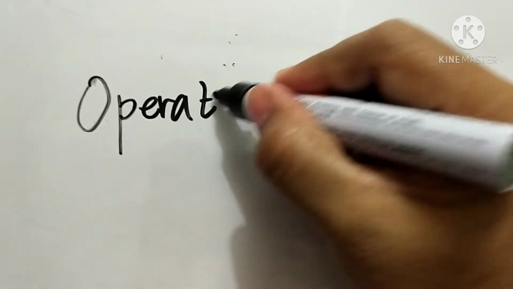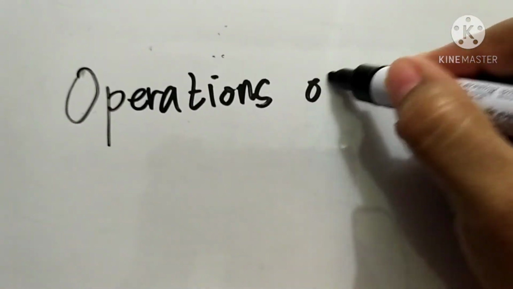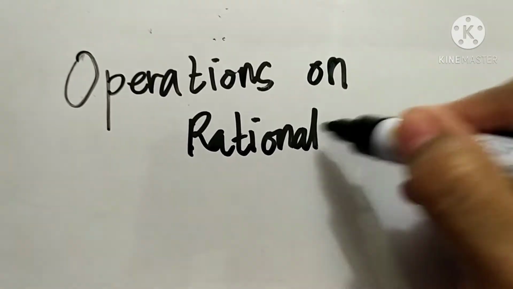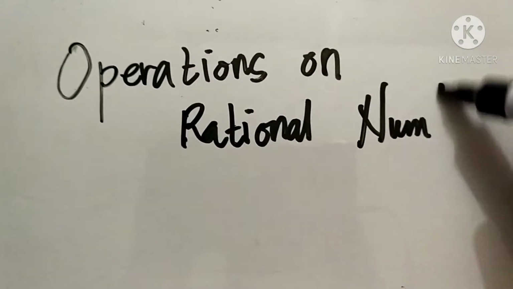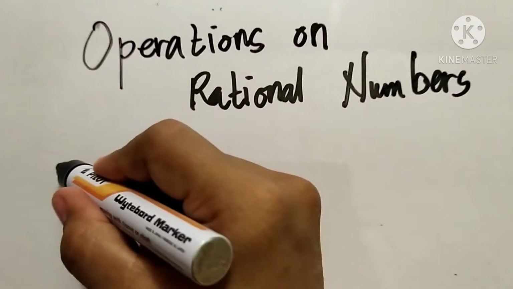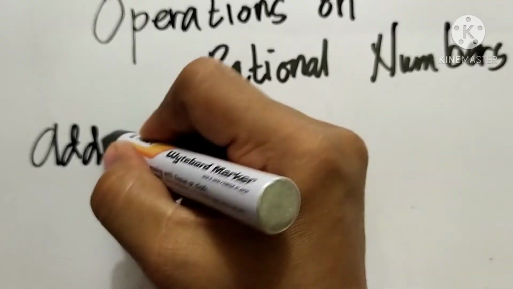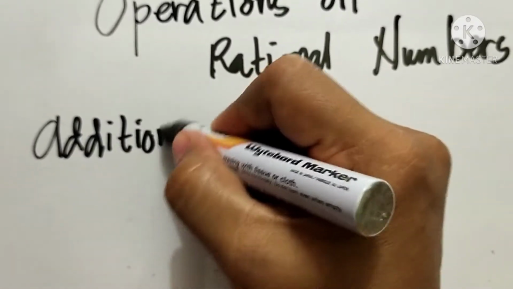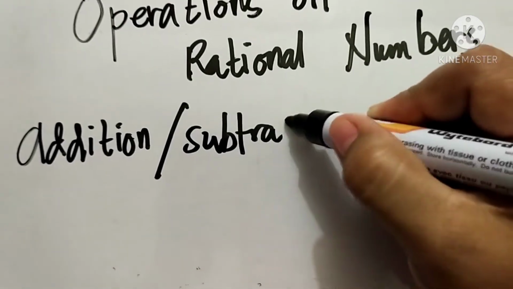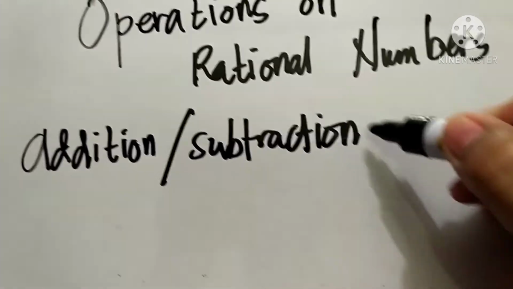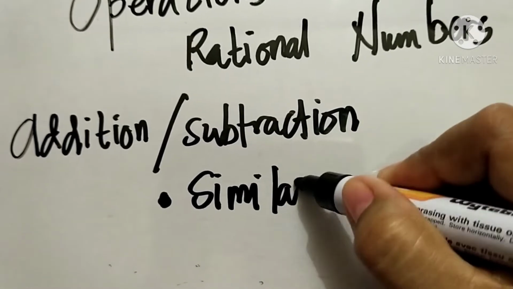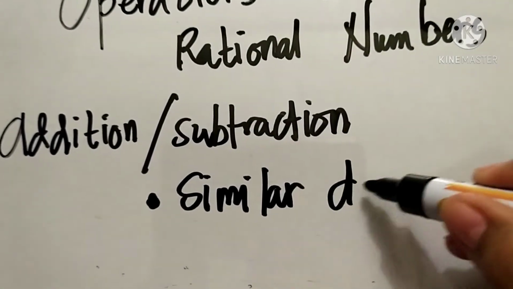We are going to discuss today about operations on rational numbers. So first one we have addition and subtraction. Okay, for similar rational or similar denominator.